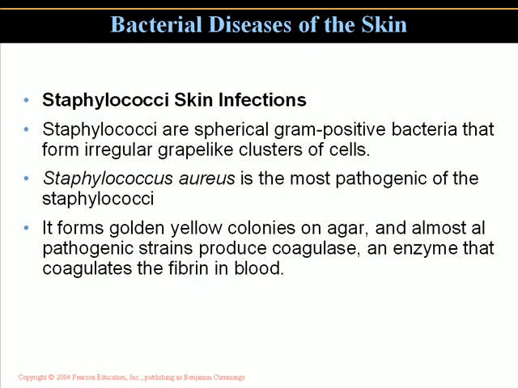Microorganisms such as Staphylococcus can cause skin infections. Staphylococcus is a spherical, gram-positive bacteria that forms irregular grape-like clusters of cells. Staphylococcus aureus is the most pathogenic of the Staphylococcus. It forms golden yellow colonies on an agar. Almost all pathogenic strains produce coagulase, which is an enzyme that coagulates the fibrin that's in blood.